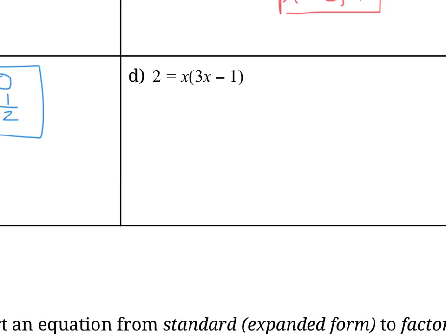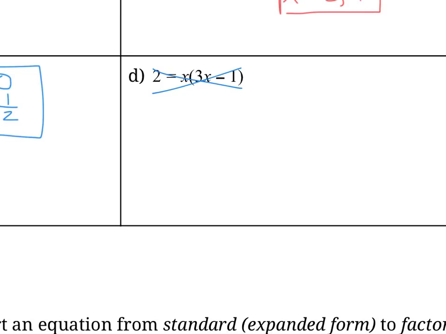Let's take a look at this example. This equation's factored, but we have a 2 here. So can we actually solve for this? Something times 3 times that something minus 1 has to be equal to 2. Can we even figure that out? Maybe, but it would take a really long time. And so here we can't really solve it. So this is not solvable in a method that we know.